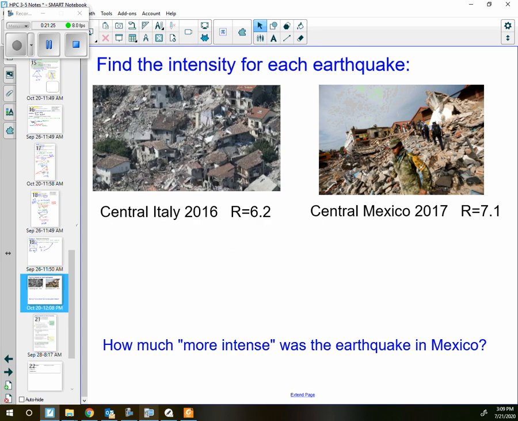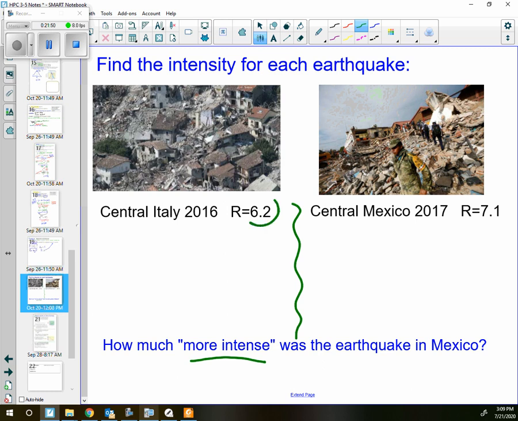So here's what I'm going to have you do. I'm going to have you compare the intensity for 2 earthquakes that happened in recent years, that were some of the most devastating ones in recent history. There's been more, obviously, but in central Italy, they had one that was a Richter scale measurement of 6.2, and in Mexico in 2017, they had a 7.1. Both very devastating. My question is, how much more intense was the earthquake in Mexico?